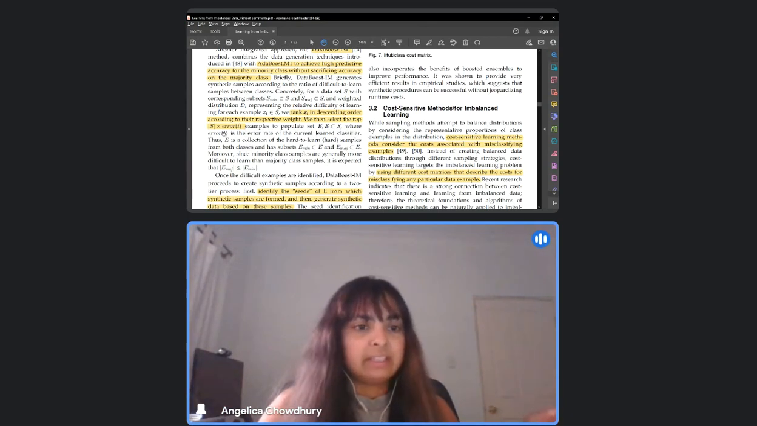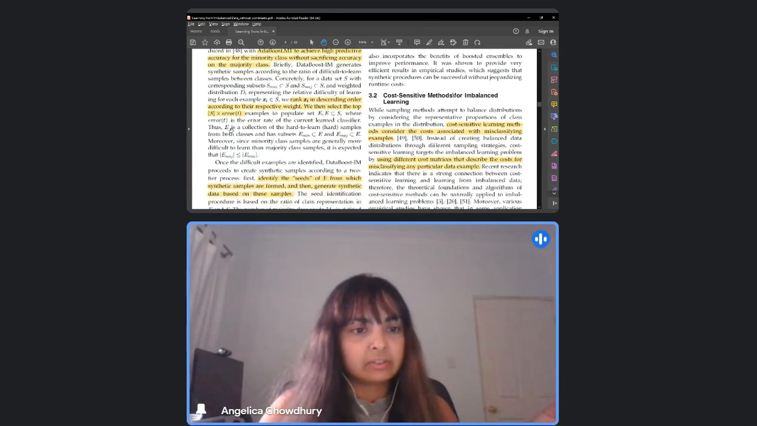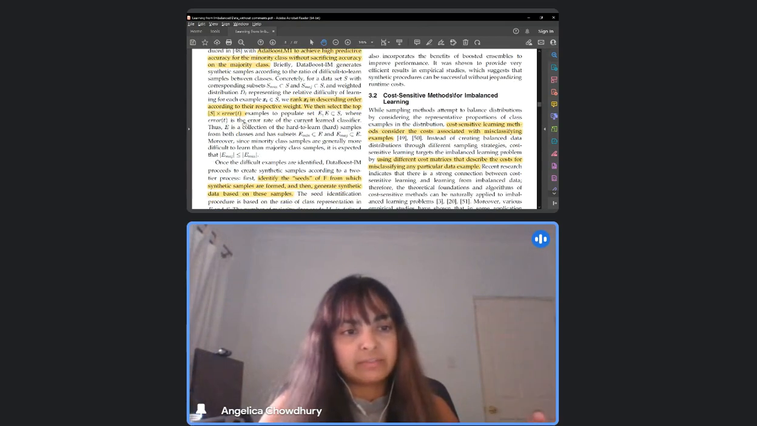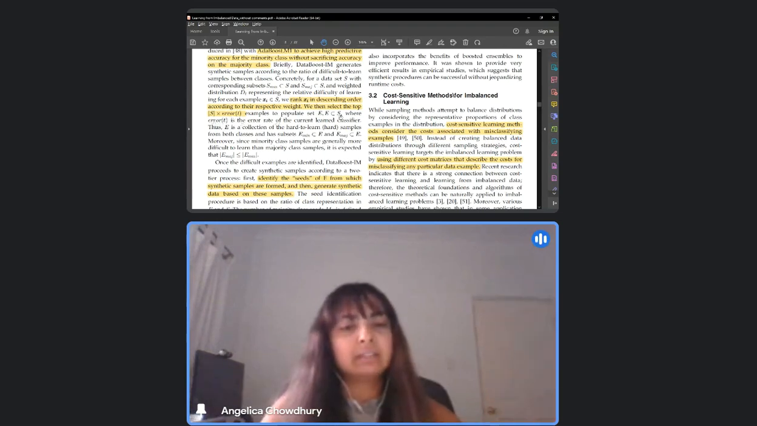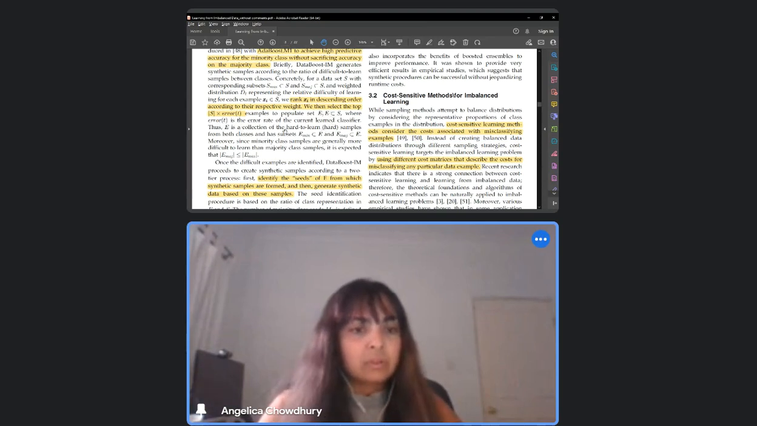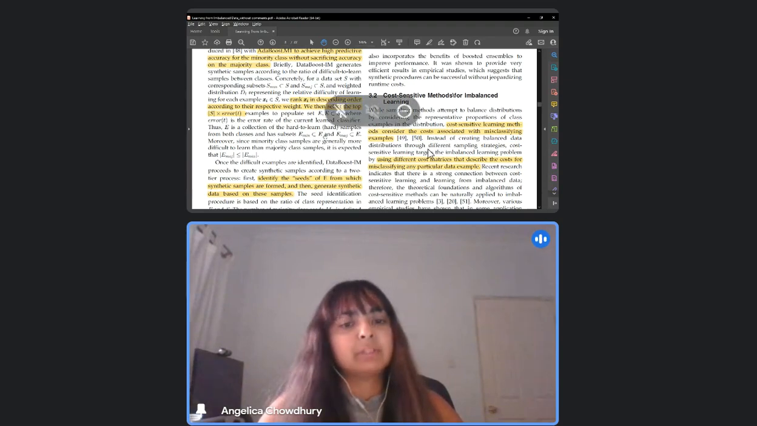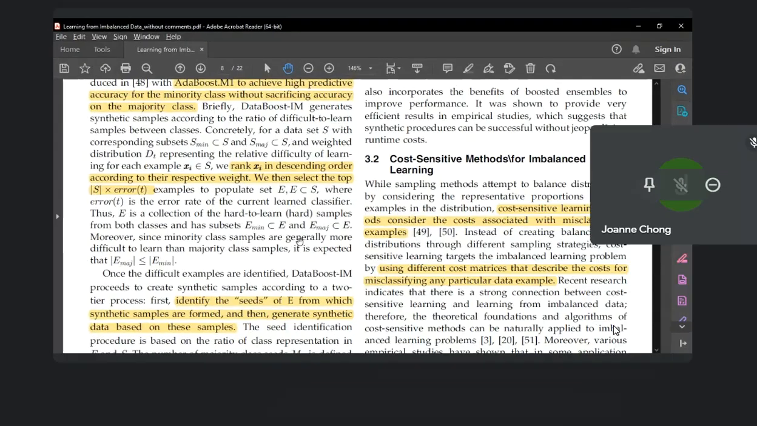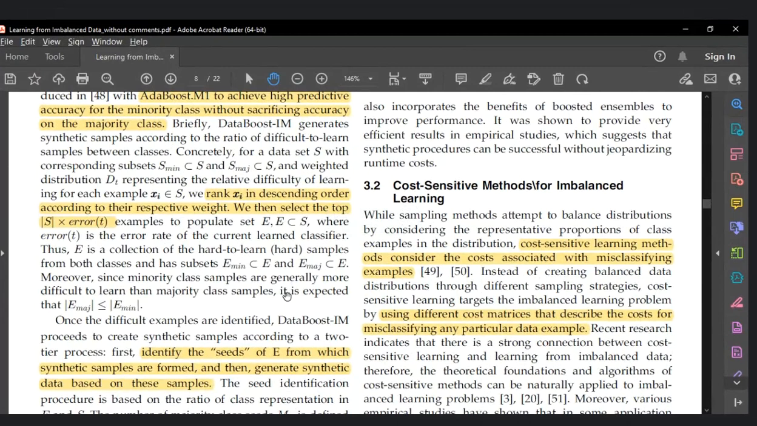This error rate is that of the current learned classifier, so if it's quite high and we select from the top down in descending order, the samples with a very high error rate go under this set E. So it's basically the hard to learn samples for both classes, and has subsets E-min and E-major that belong to E. Because we don't know what they are, hard to classify, we still don't know whether they are majority or minority. They could be either E-min or E-major.